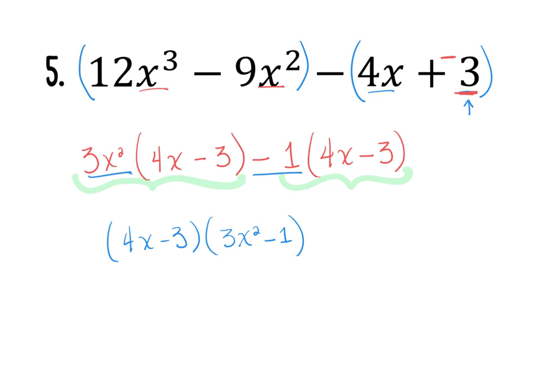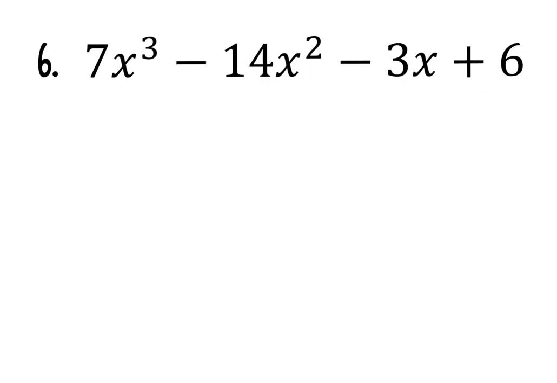Again, if you wanted to check this, you can FOIL it. And when you FOIL it, you should get what you started with up here, even to the negatives. So you should get 12x cubed minus 9x squared minus 4x plus 3 if you were to FOIL this. All right? Questions on factoring or grouping behind a negative? All right, let's try one.